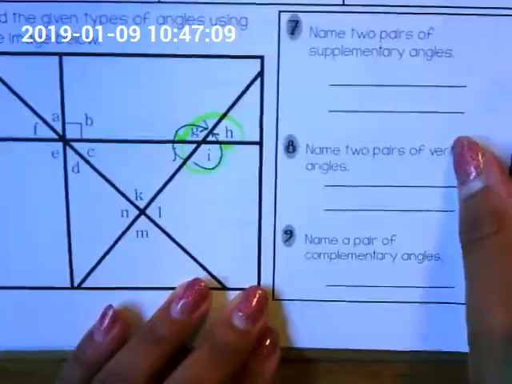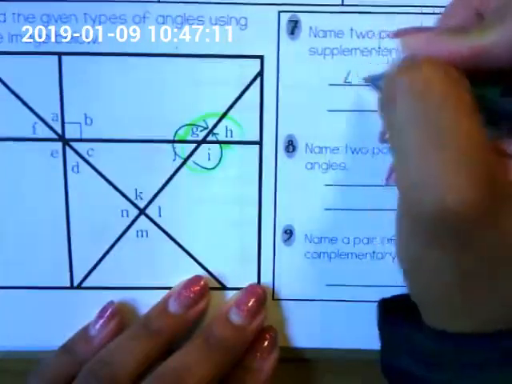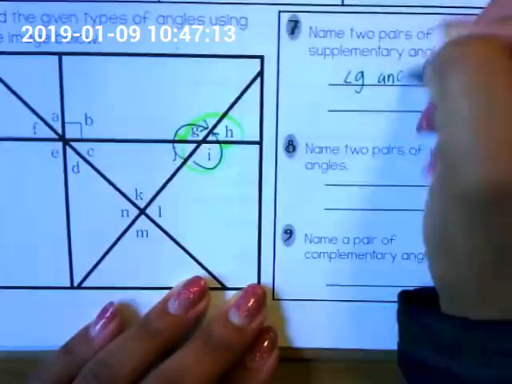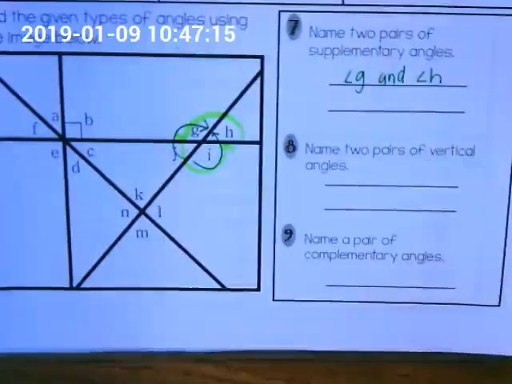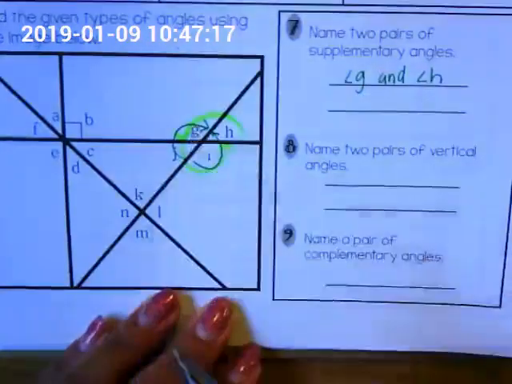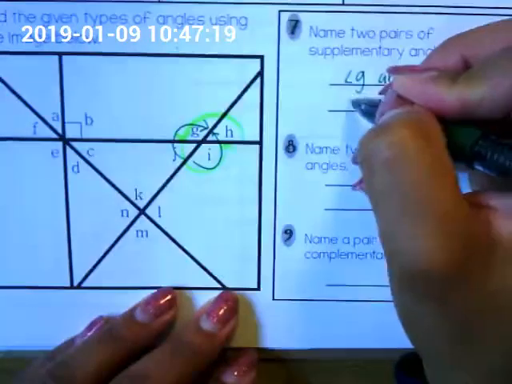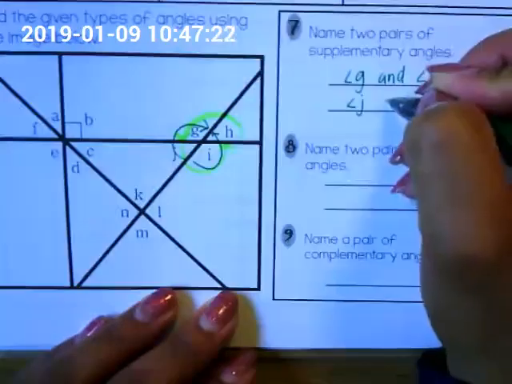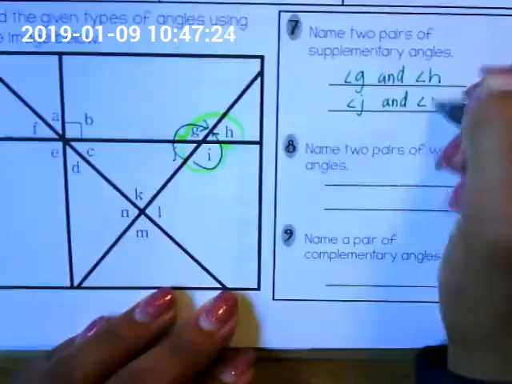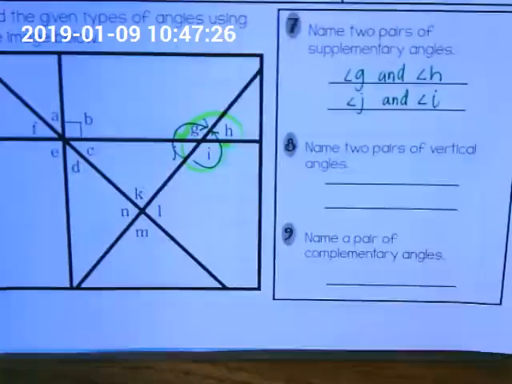So I'm going to say that angle G and angle H, because these 2 together make 180. And I can also say angle J and angle I. I could write so many more. It's not limited to those 2. Anywhere I can draw a straight line, those 2 angles make supplementary angles.